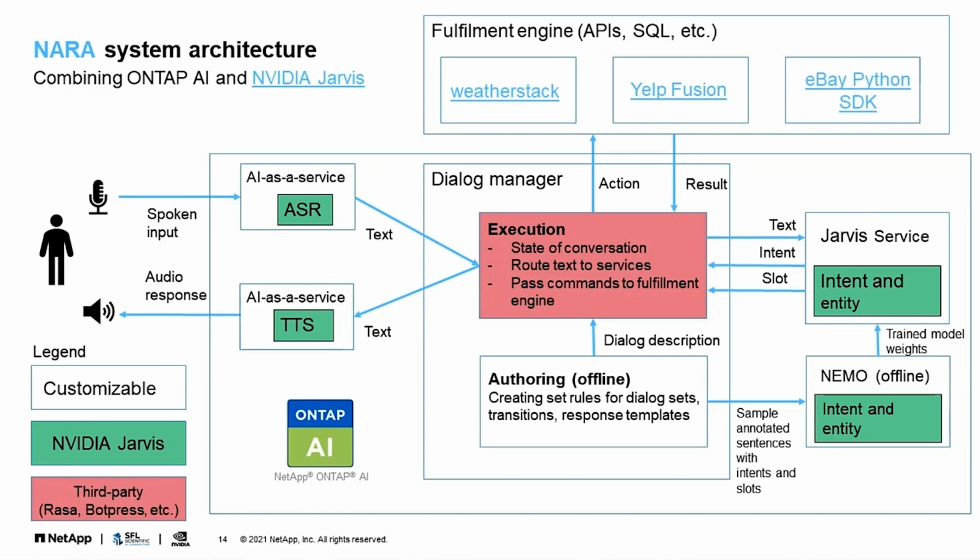So this framework is highly customizable. For example, for the fulfillment engine, you can connect to different APIs. You can connect to medical APIs if you want to ask about possible diagnosis or prescription drug recommendation. And later we will also talk about connection to the Merlin recommender engine. And the other customizable part is the NeMo part. You can use it to train more models to recognize more intents and entities.